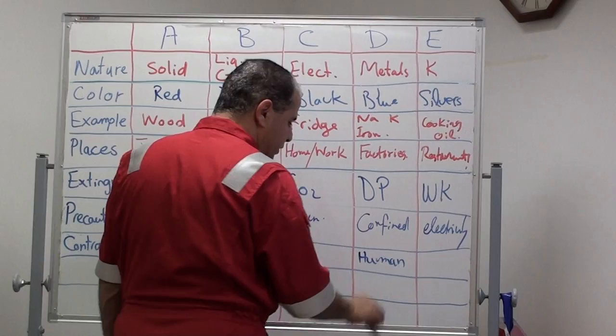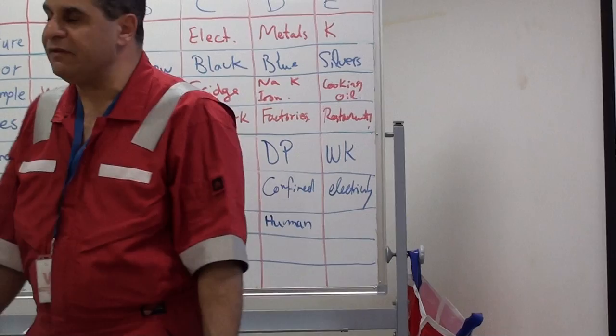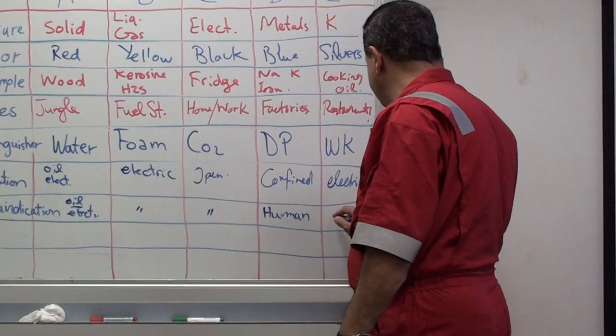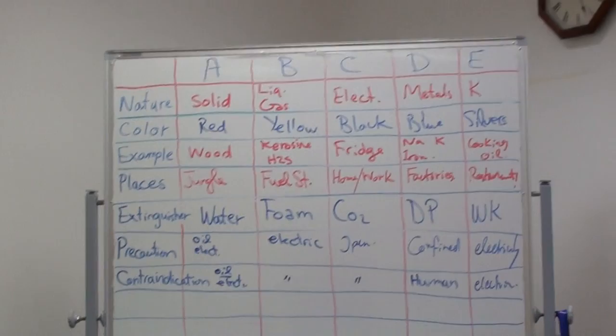You may suffocate somebody if you extinguish him by the use of the dry powder. Ideally, for the human, you use the fire blanket. For the class E, you should not use it for the electric fire.